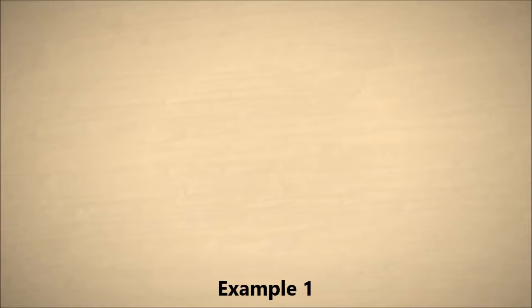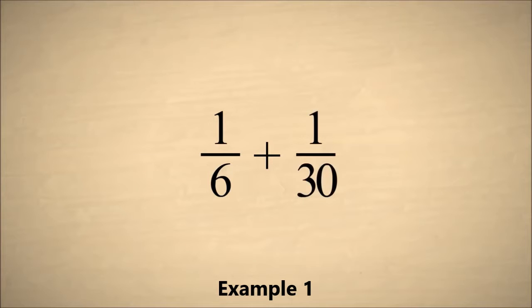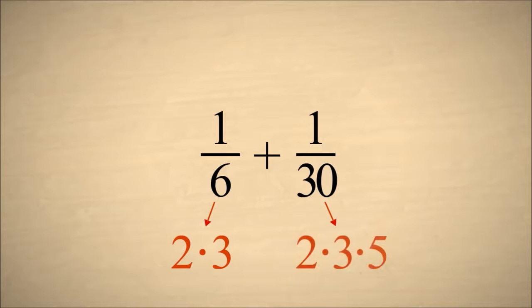As an example, let's say that we want to add 1/6 and 1/30. We must make the denominators of these fractions the same so that we can add their numerators. If we factor each denominator, we can write each of them as a product of prime numbers.